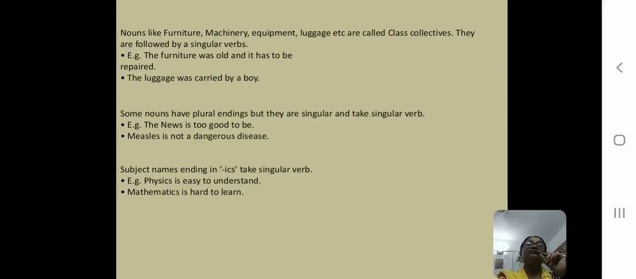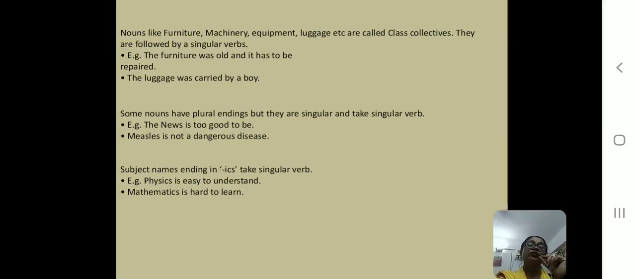Next one, nouns like furniture, machinery, equipment, luggage, etc. are called class collectives. They are followed by a singular verb. The furniture, that is the collective noun, and there we are using the singular verb. Furniture includes everything, your table, chair, sofa, everything, but we have to use the singular verb here. The furniture was old and it has to be repaired. The luggage was carried by a boy. Luggage can be many bags, boxes and all, but we have to use the singular one.